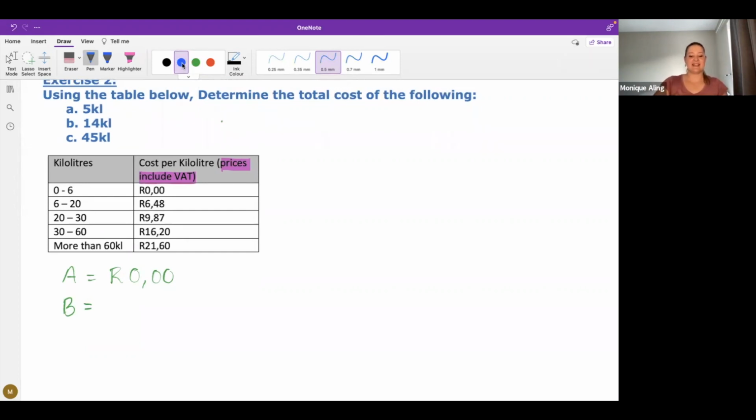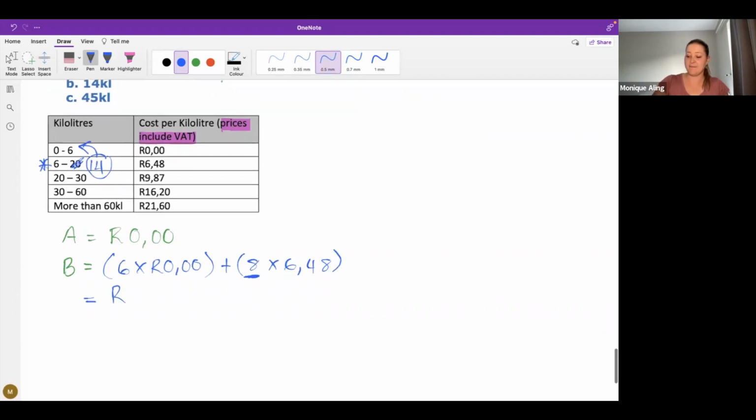So for B, I said 6 times 0 in brackets plus 8 times 6,48 in brackets. Okay. So just quickly, for those of you that might not know how we got 8, because remember, the 14 fell into this range. We don't go all the way to 20, we're going up to 14. So we're saying 14 minus the 6 we've already been charged for, which gives us 8. Good. And then you got what?